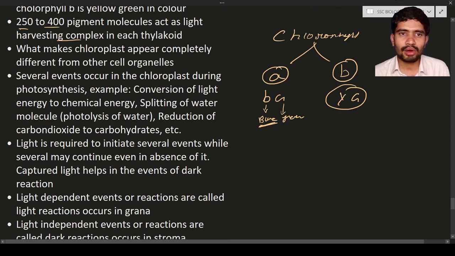Several events occur in the chloroplast during photosynthesis. For example, the conversion of light energy into chemical energy, splitting of the water molecule, and reduction of carbon dioxide to carbohydrates, etc. These are all the several functions.